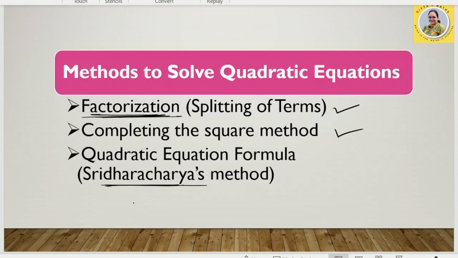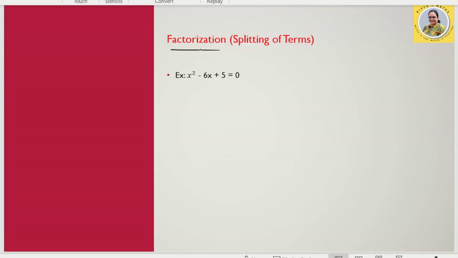Okay, and what is the quadratic formula? x is equal to minus b plus or minus root of b square minus 4ac, by 2a. So we will use this formula to solve the quadratic equation, the formula method. Okay. Now first let us solve by the factorization method using splitting the middle term.